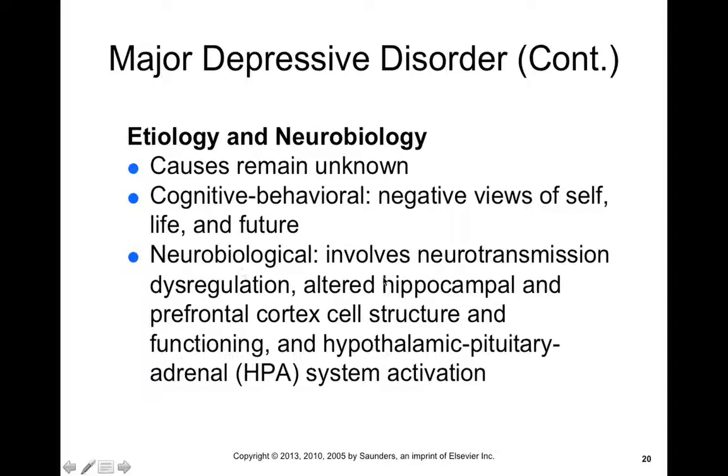Now, neurobiologically, we see that there's changes in neurotransmission. So we see neurotransmission dysregulation, as well as altered hippocampal and prefrontal cortical cell structure and functioning. There also seems to be hypothalamic pituitary adrenal system activation. And if you guys remember from anatomy and physiology, this HPA axis was part of your sympathetic nervous system. So we've seen that they might be just overly sympathetically active, and this puts them in sort of an extended stress response.